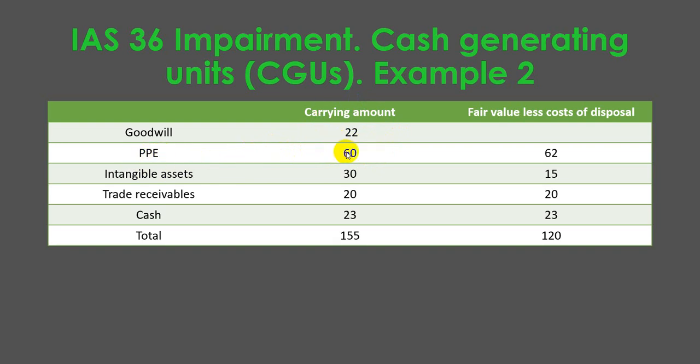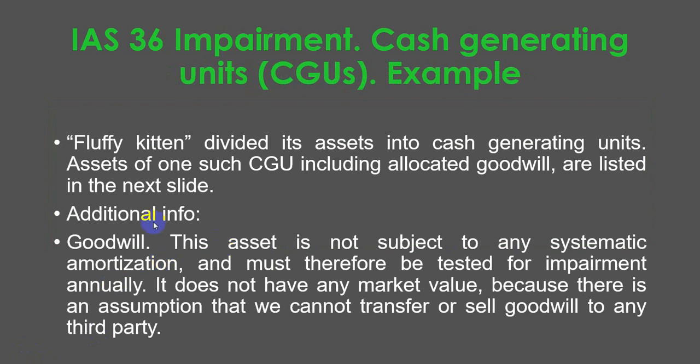Property, plant and equipment, we have a carrying amount of $60, fair value less cost to sell $62. Intangible assets carrying amount, as you can see here, $30, and fair value less costs of disposal $15. Trade receivables $20, and fair value the same, and the same for cash, and we have the total for our cash-generating unit. So we have additional information here.